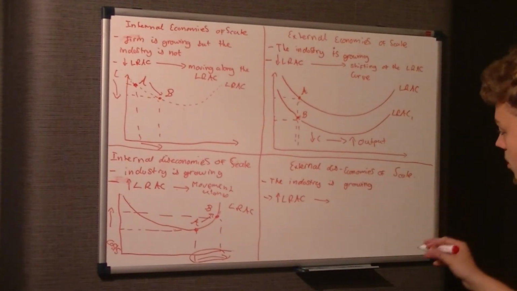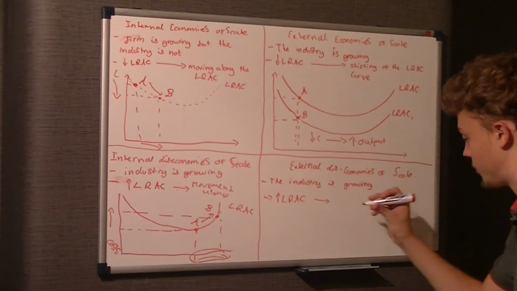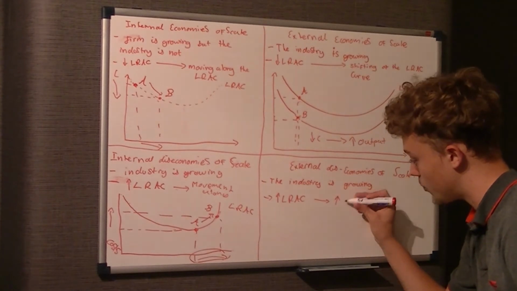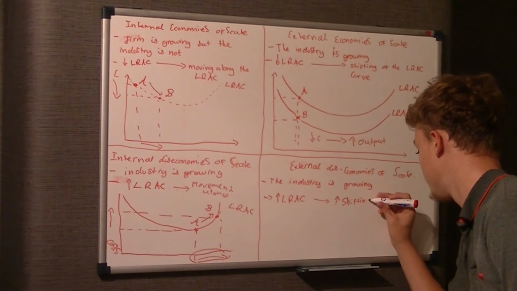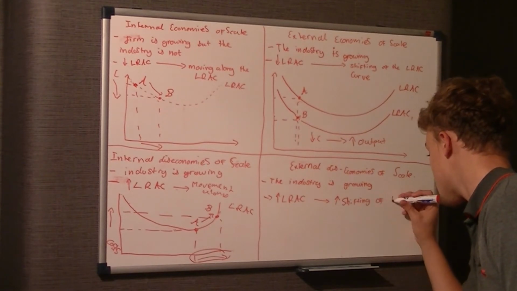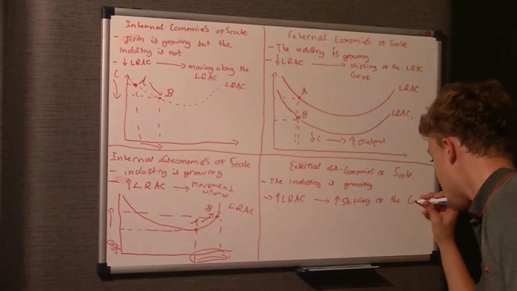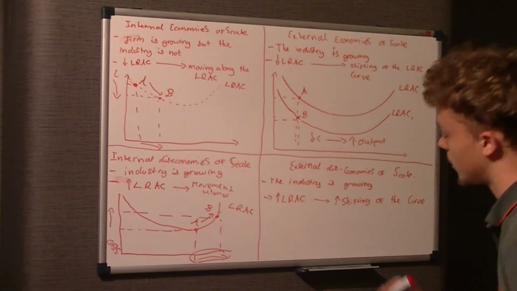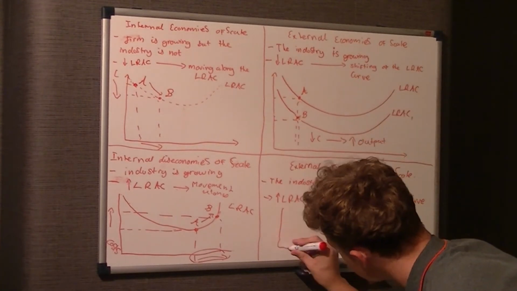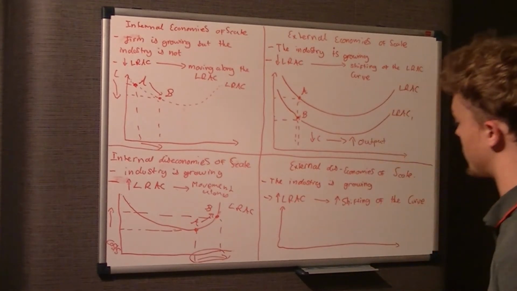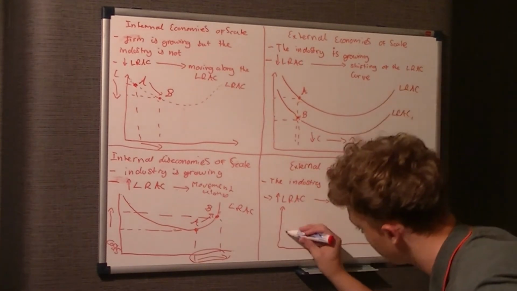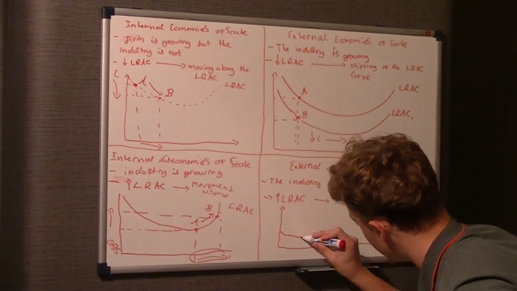So the external diseconomies of scale. Now we said, again, the shift of the curve, but it's going to be shifting outwards, so an increase in shift of the curve. Okay, so if we draw our diagram again, so the same sort of diagram. It's just going to be a bit rubbish because it's just going to be the opposite of the above.